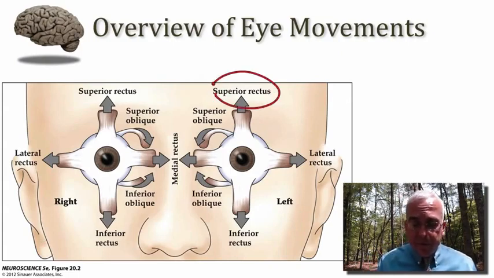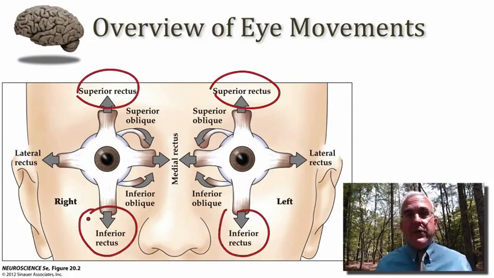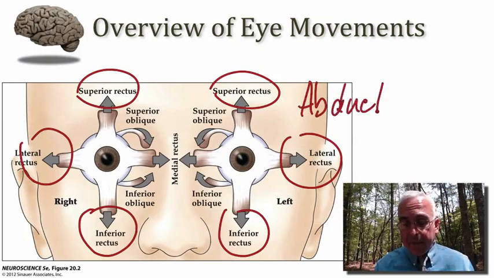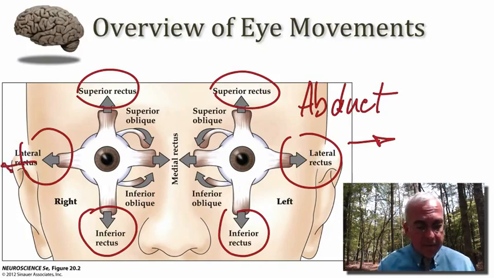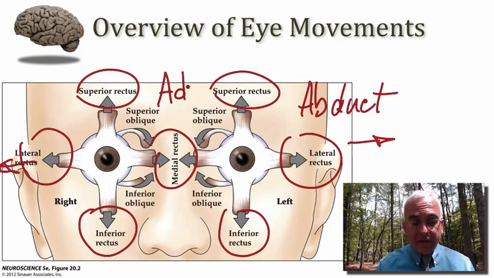There are the superior rectus muscles, which elevate the eye. There are the inferior rectus muscles that depress the eye. There are lateral rectus muscles that abduct the eye, which means move the eye towards the lateral side. And then there are medial rectus muscles that adduct, that is, move the eye towards the midline.